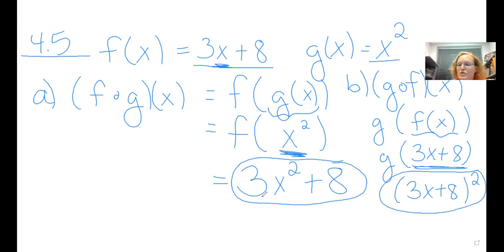And you can do one of two things. I'll be real honest. If this was a problem on the test and you didn't actually FOIL that out, I would go ahead and give you credit for it. But if you did FOIL it out, then I would, of course, give you credit for that answer as well, because algebraically they're the same.